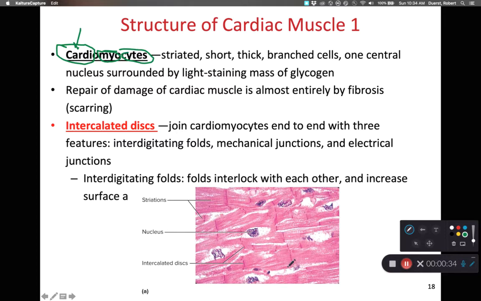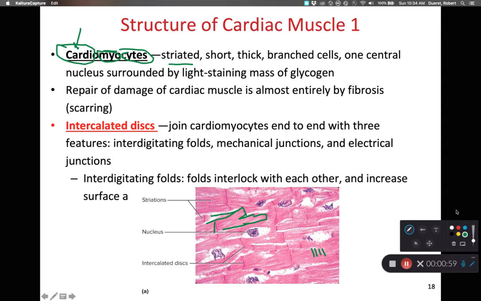And as we look at a cardiomyocyte, they're fairly short cells that are striated. So you can see there's some striations here in this photomicrograph. And they're also branched cells. So there's a branching appearance or structure to the cells as we look at them within our photomicrograph. So there's some branching that has occurred with our cardiomyocytes.